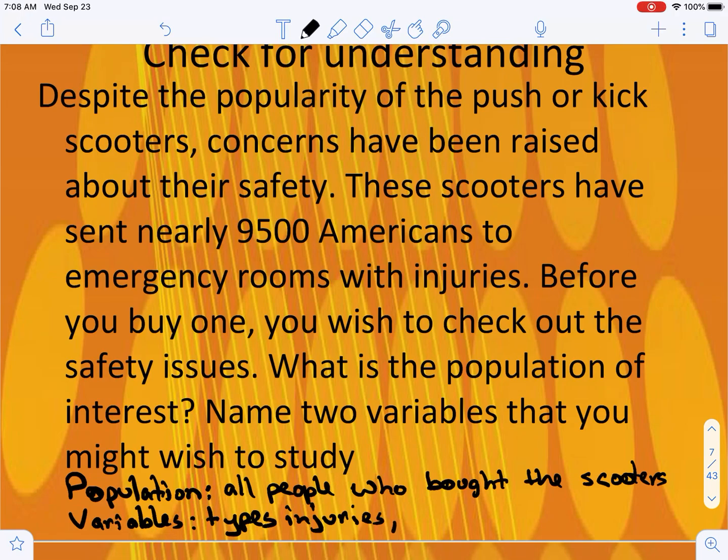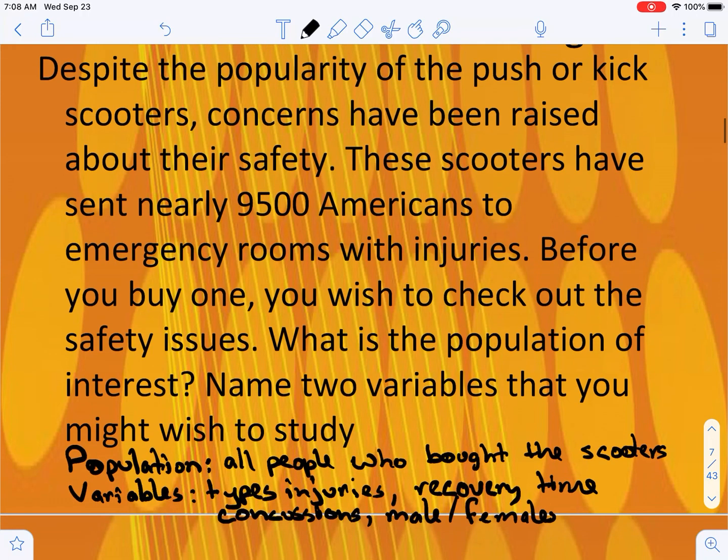You may look and say, okay, recovery time. How long does it take for them to get better? You may say, hey, I'm worried about concussions. So you could say, how many concussions are there? And you could go through there. You may say, okay, what about males versus females? So these would be all types of variables that we would be interested in and looking at as we move forward.